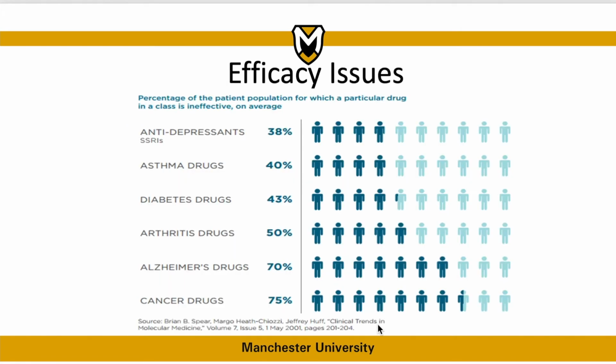So let's look at the percentage of patient populations for which certain drug classes are ineffective, and we're looking at an average of populations here. For antidepressants, they were found to be 38% ineffective. Asthma drugs are 40% ineffective. Diabetes medications are 43%. Arthritis medications are 50%. And Alzheimer's and cancer drugs are really high. Alzheimer's is 70% ineffective and cancer medications are 75%. So we have a range here from around 40 to 75%.